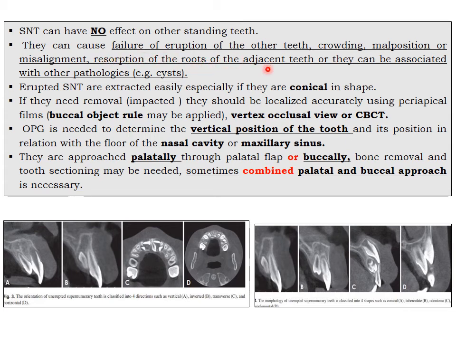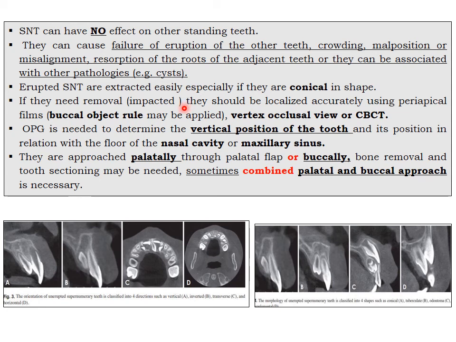As I told you a little while ago, erupted supernumerary teeth are extracted easily if they are conical in shape, but when impacted, it means that it needs surgical extraction. The surgical extraction of an impacted tooth needs localization. Where is it present? On the buccal side, on the palatal side, or in the alveolus between the buccal and the labial. So we can use the buccal object rule, which we called Clark's technique or tube shift technique, or we use the vertex occlusal view, or we use the cone beam CT scan for good accurate localization.